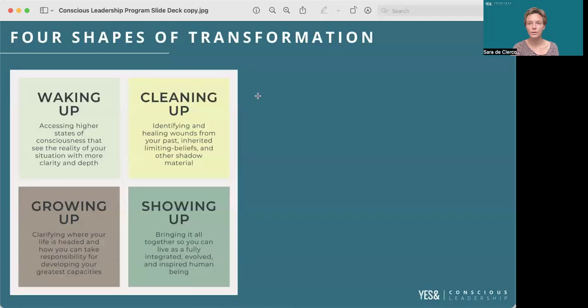I'm just going to share this framework here with you, to share what we mean by that. So we start with waking up.